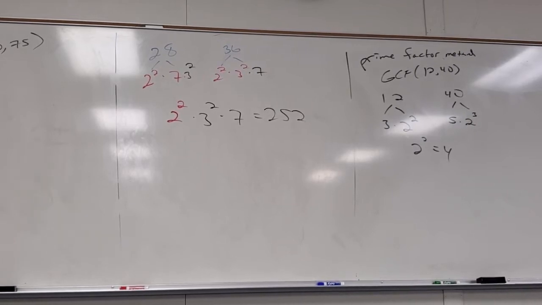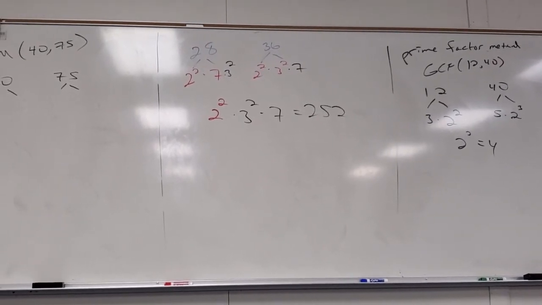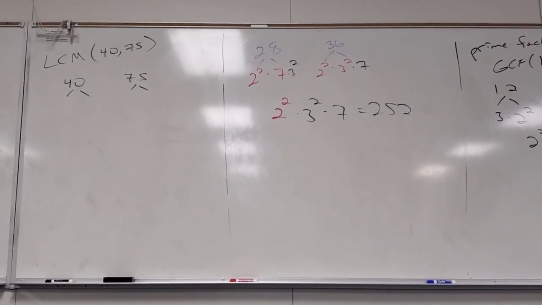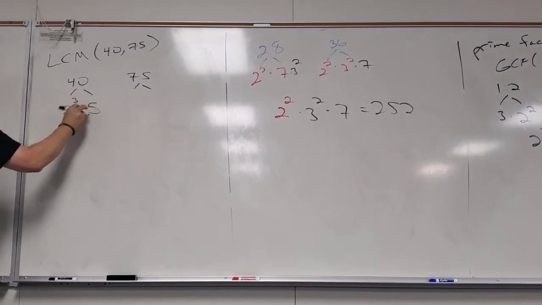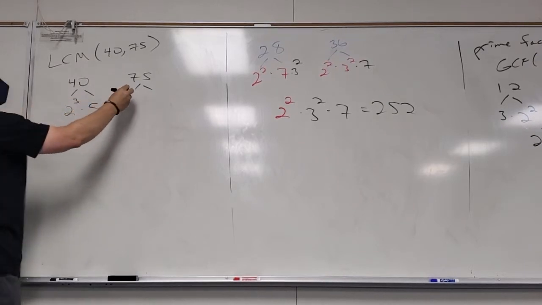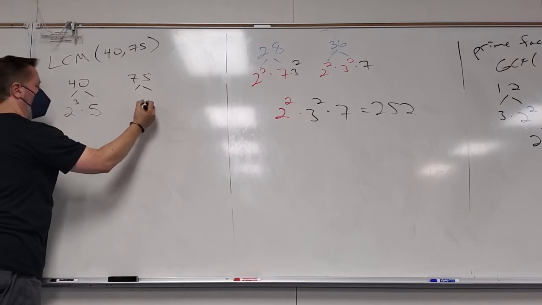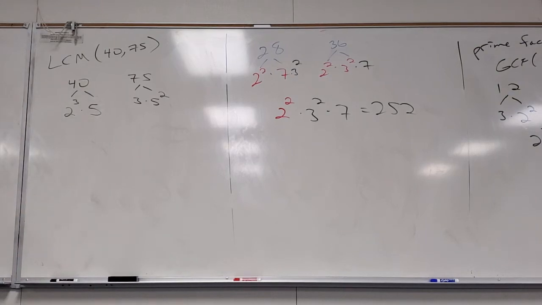So 40's come up a few times today. Don't worry about the set intersection method. We can leave it behind. Where 40 was 2 cubed times 5, right? 8 times 5. Yeah. Who's got 75? Yeah, 3 times 25, so 3 times 5 squared. Oh, cool. So here's one way to kind of do this.